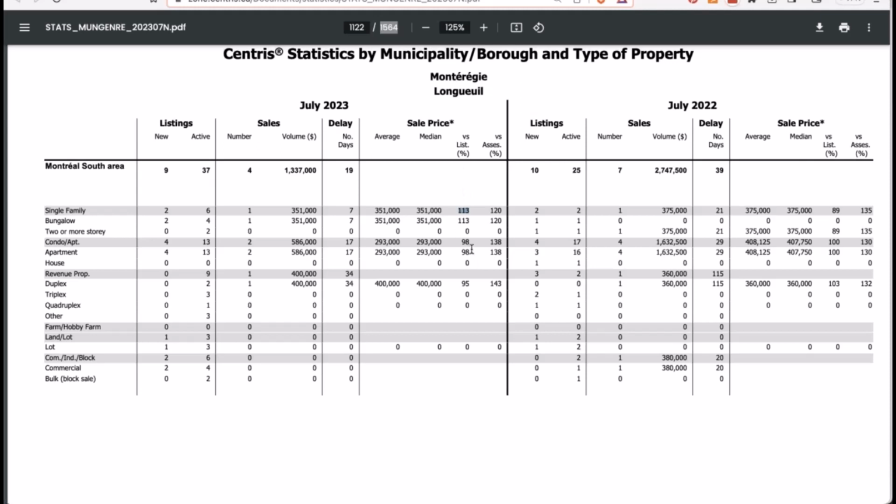If you're going down to condo, so this means it's going over asking price. This is 98%. So it's selling at 98% of the listing price. Okay, so that gives you the margin of negotiation. So are we selling under or over asking price, and if under, by how much? Okay, and this is versus the assessment here, municipal assessment.